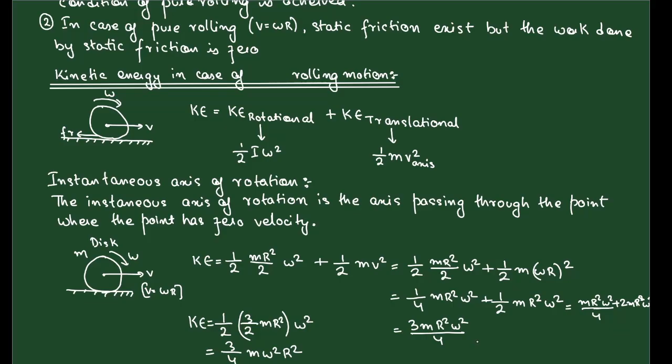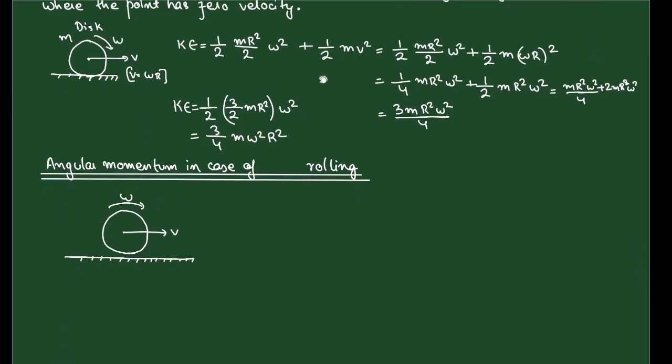So in case of impure rolling, this axis would slip out here. So it is nothing but half I omega square plus m v axis, whatever is the velocity while slipping. So v is nothing but v minus omega r in case of impure rolling. Okay, so let that be the case.